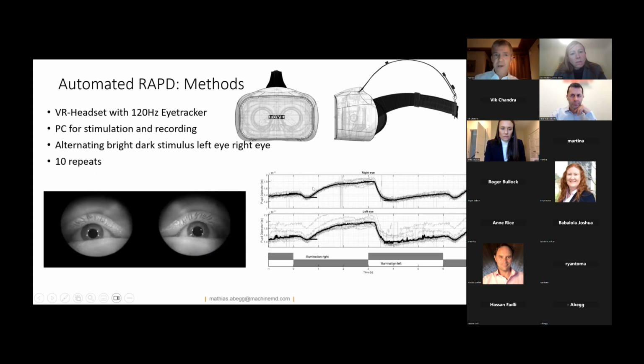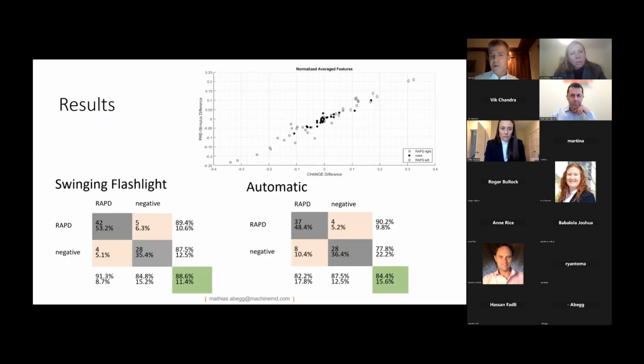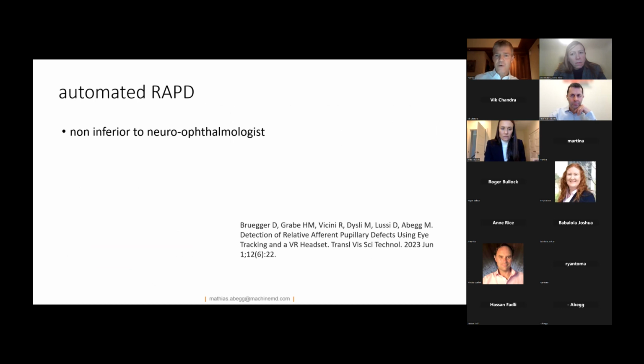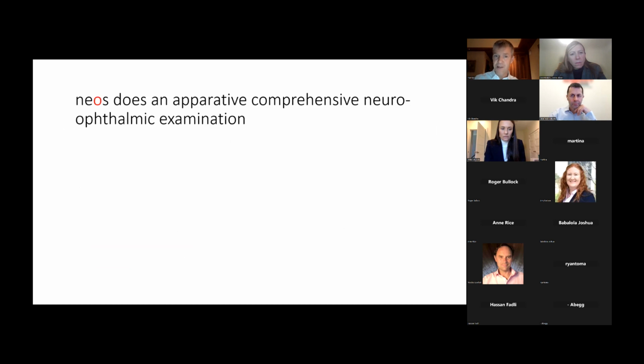We compared the automatic eye tracker to sub-specialists, and we found that the eye tracker does equally good in terms of accuracy and sensitivity as does a clinical sub-specialist. So in fact, it does probably much better than the average doctor. So we can learn from this that the automated RAPD measure, that's one of the 8 measures this device does, is not worse than a neuro-ophthalmologist, and probably much better than a regular ophthalmologist.